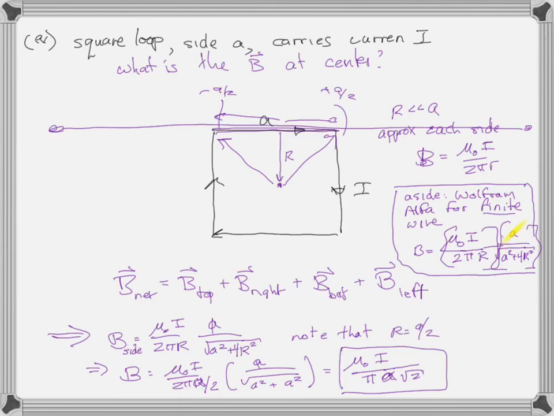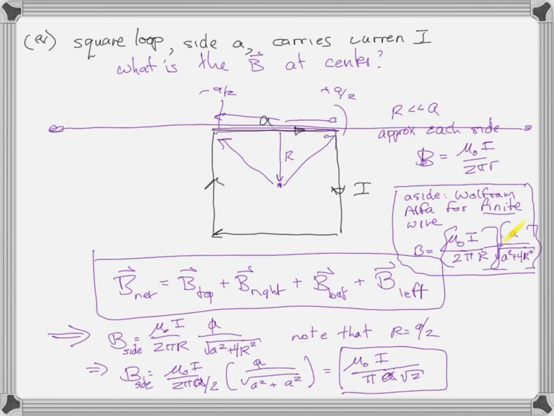Okay. So I might have made an algebraic error. If I did, hopefully you caught it. If not, doesn't matter. We're just going to use this as the magnetic field of a single side. So if this is the magnetic field of one side, then we've got to add up the magnetic field of all four sides.